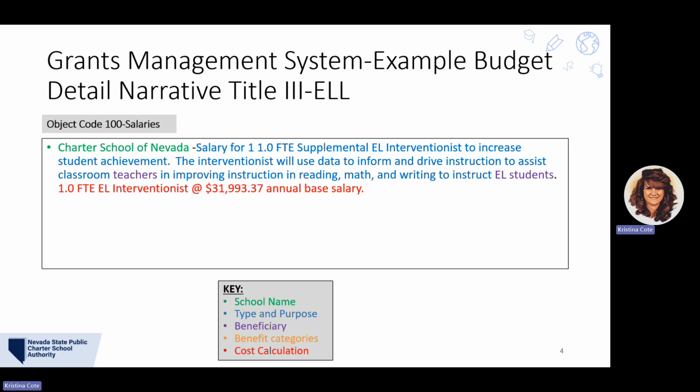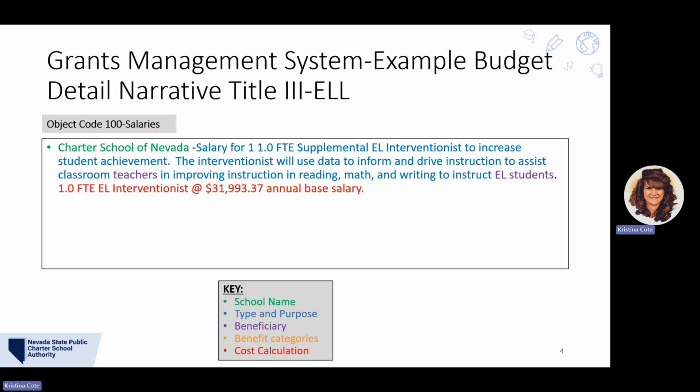So the charter school name is in green, Charter School of Nevada. That should be pretty self-explanatory. The type and purpose, highlighted in blue in this example, should describe the type of expenditure and why the expenditure is necessary, or basically the reason and purpose for the request. If specific services or interventions are requested, please remember that these should be backed by evidence for federal grants.